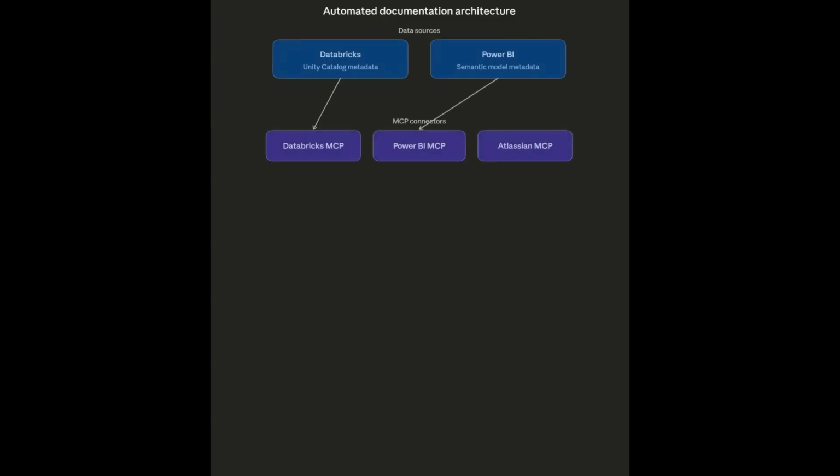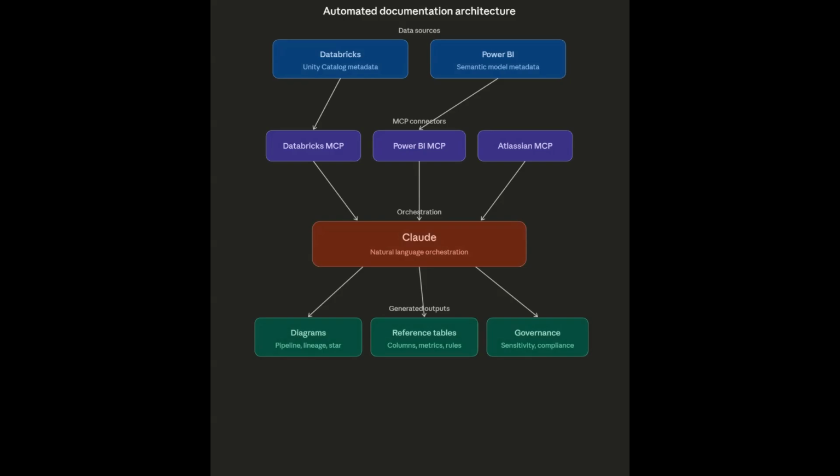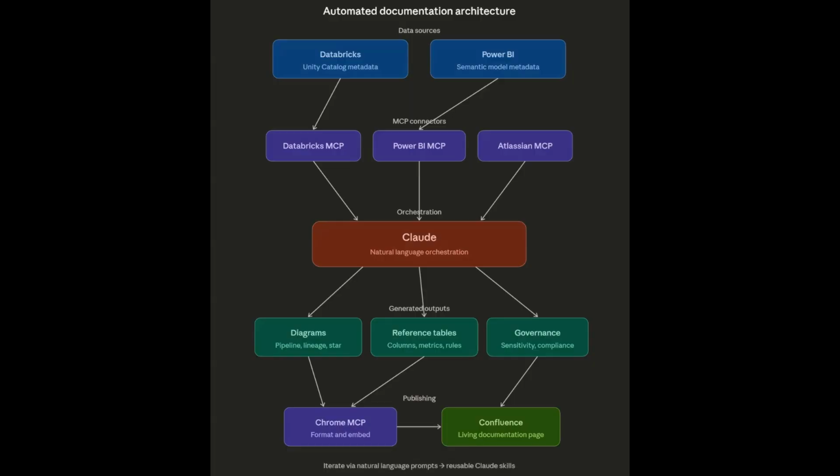asking natural language questions. In this demo, we'll explore how Claude connects seamlessly to Databricks, Power BI, and Atlassian's MCPs to completely transform the documentation experience. You'll see Claude extract schema details directly from a Unity Catalog in Databricks, build rich documentation pages in Confluence, and do the same for a Power BI semantic model, all in minutes.